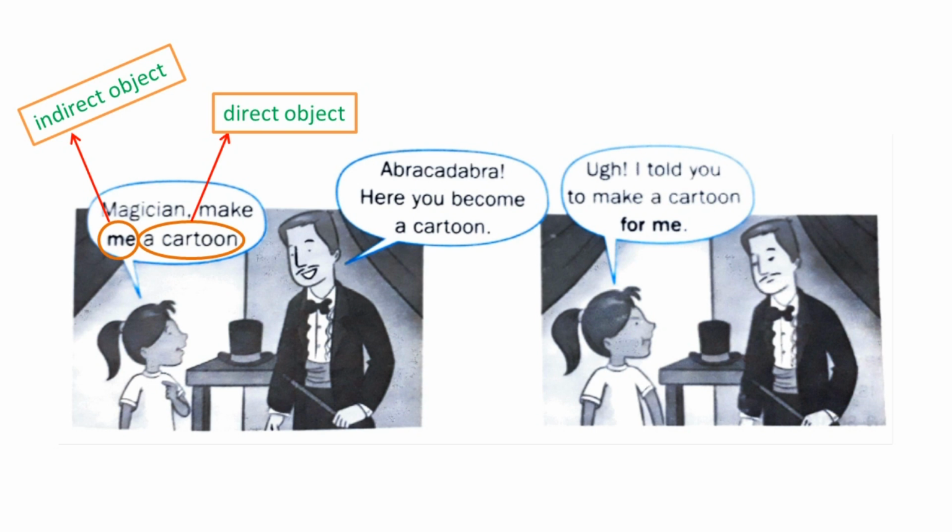Now when the girl realized that the magician misunderstood what she said, she rephrases her request and tells, "I told you to make a cartoon for me." So she used a preposition for before the indirect object me, and then everything became clear to the magician.